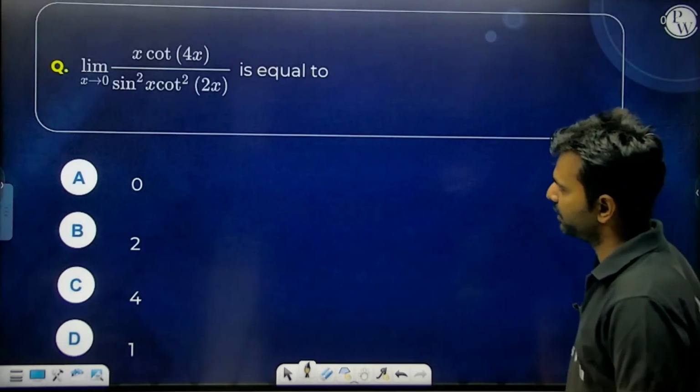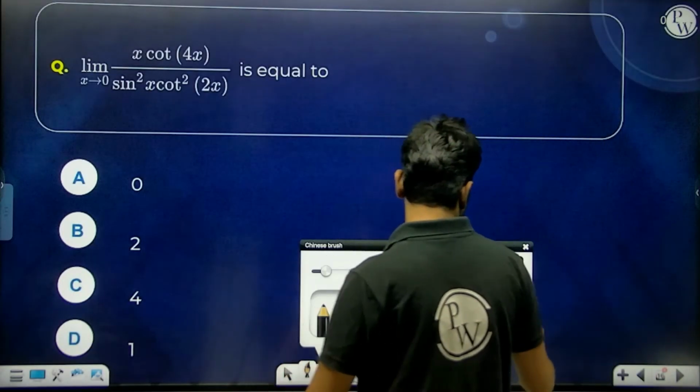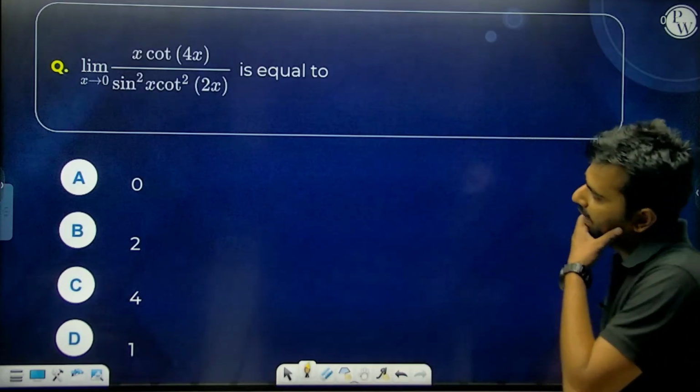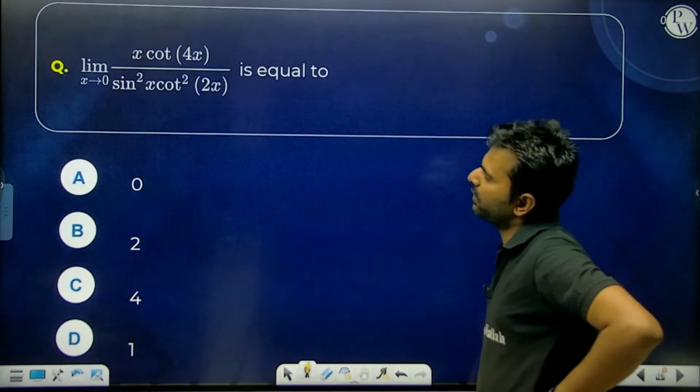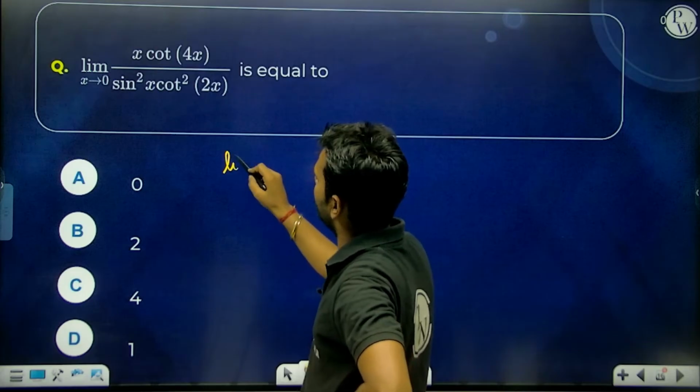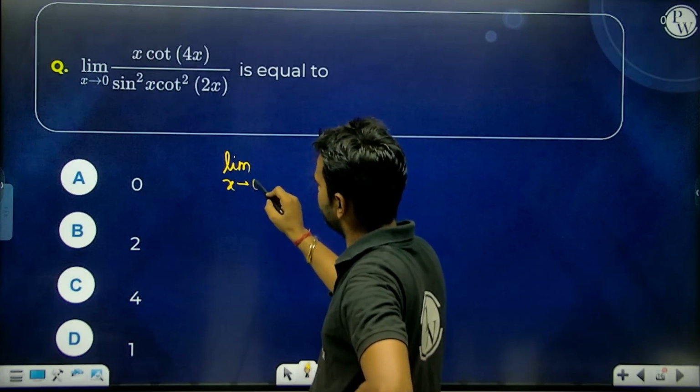Okay, yep. Let's talk about this particular question. Limit x tending to 0, x into cot. I don't like cot in my questions, so let's convert this cot into tan first.